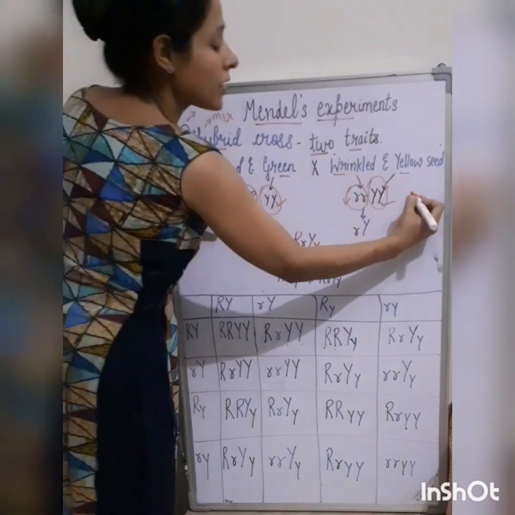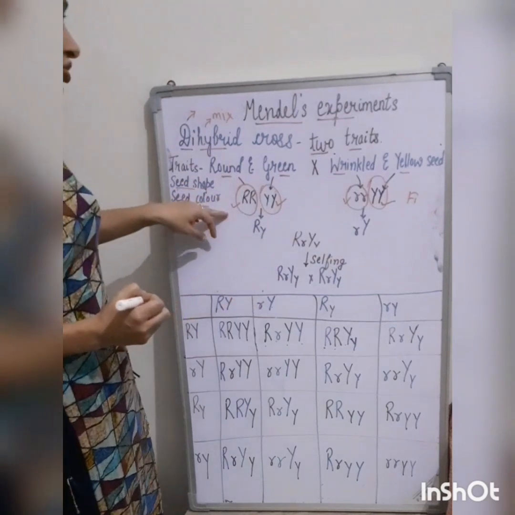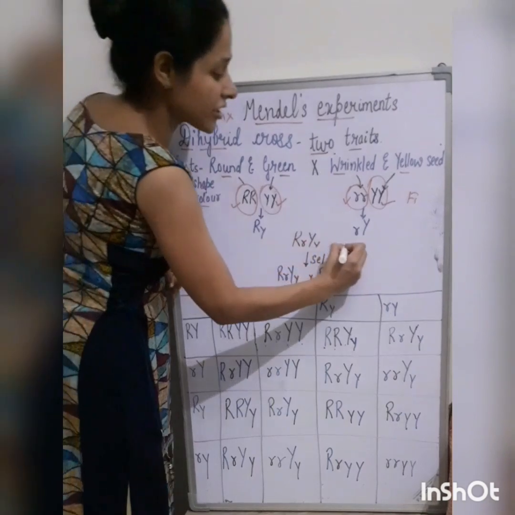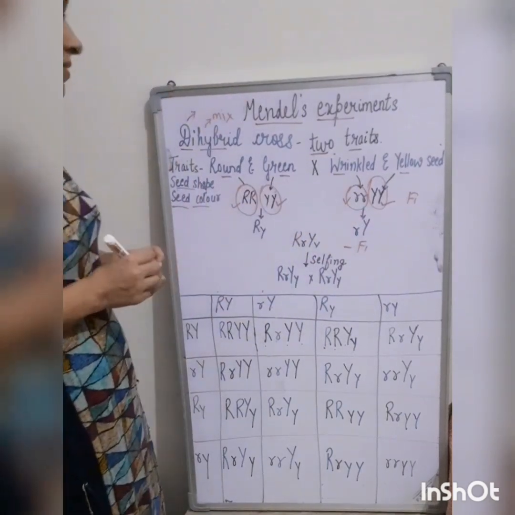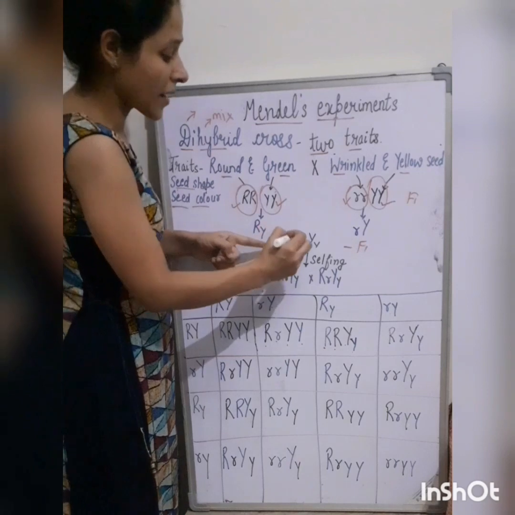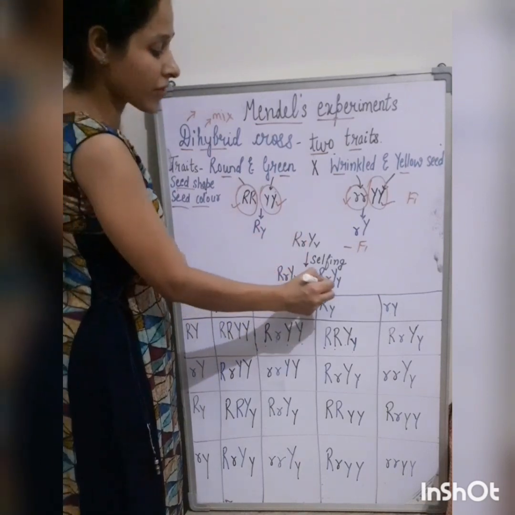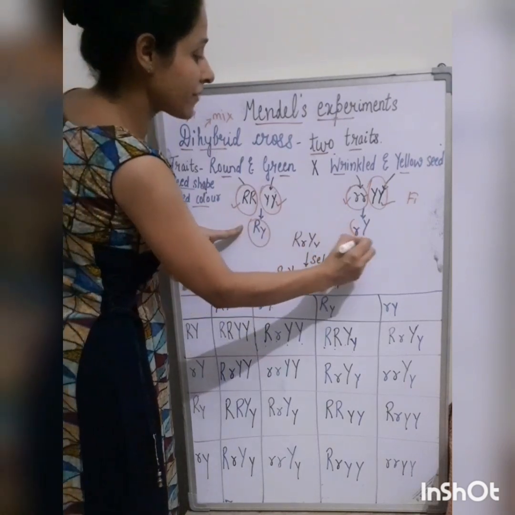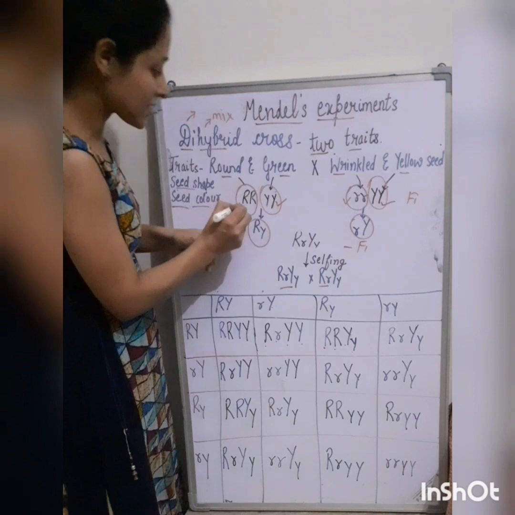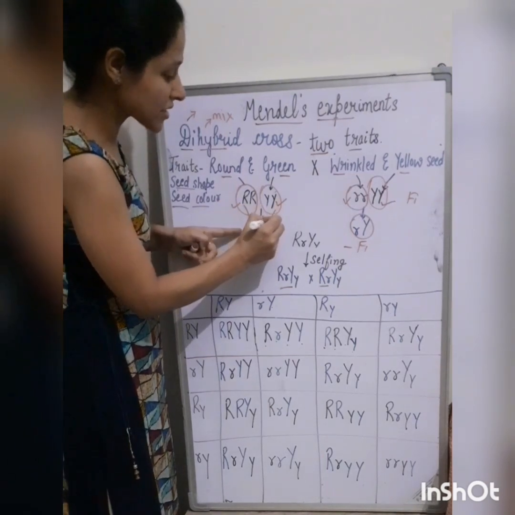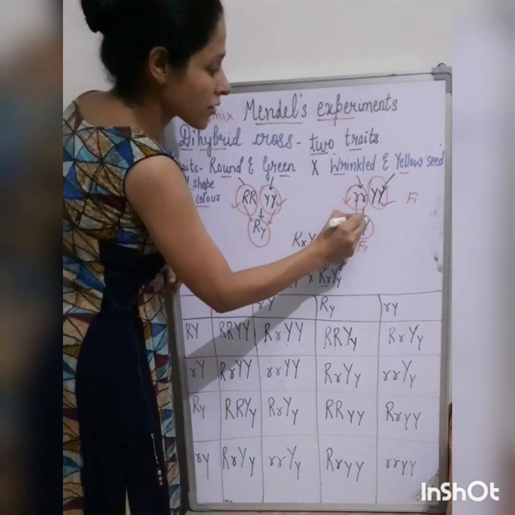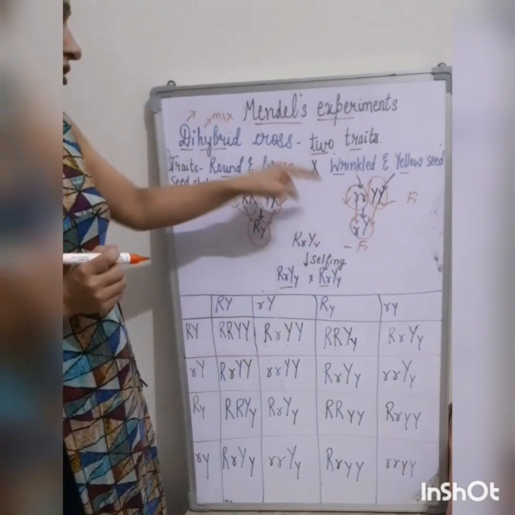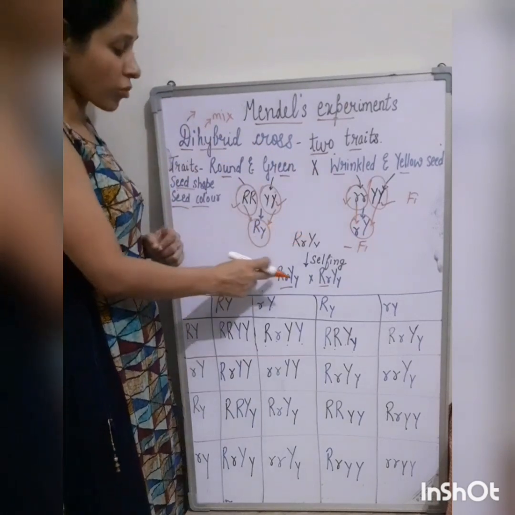So these were the results of the F1 generation. These are the parent generation and these are the F1 generation in Mendel's experiments. After the F1 generation, Mendel self-pollinated the F1 plants. You can notice that the F1 generation received one copy of allele from both parents: one capital R from here and one small y from here, one small r from here and capital Y from here. So after the F1 generation was obtained, they were self-pollinated.